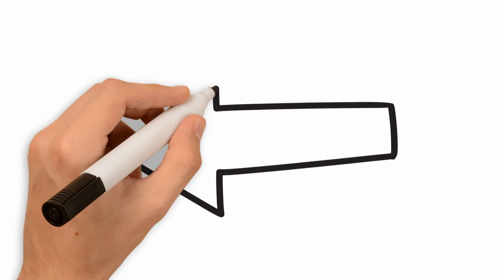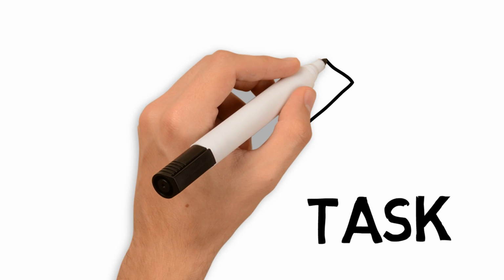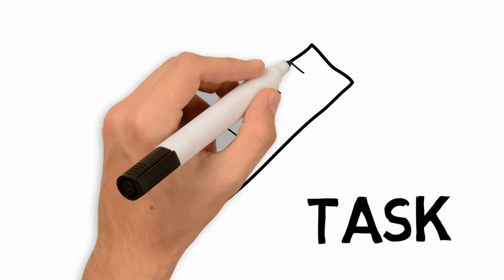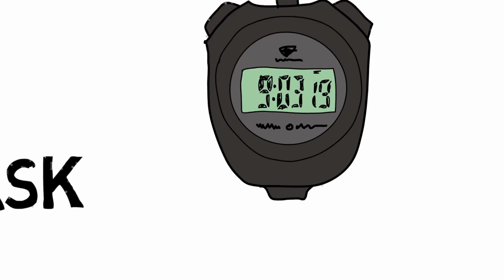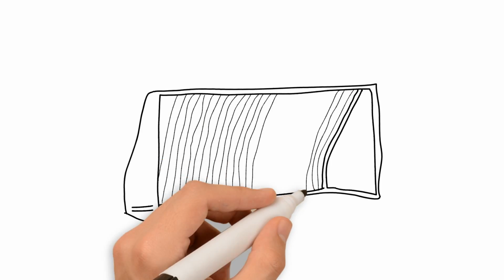The third constraint is the task. Within the game that we are playing, we can change the rules, the number of players, the size of the field, for example, the time that the game goes for, or maybe we could change the number of goals available for players to score in.